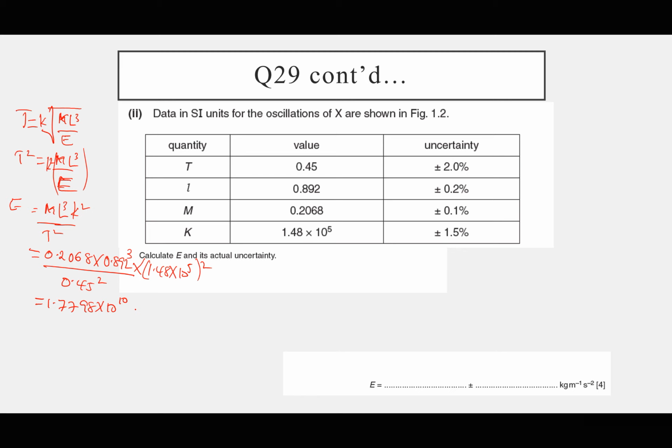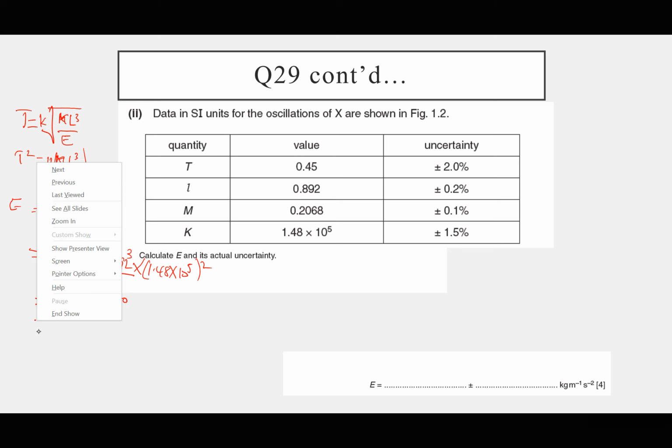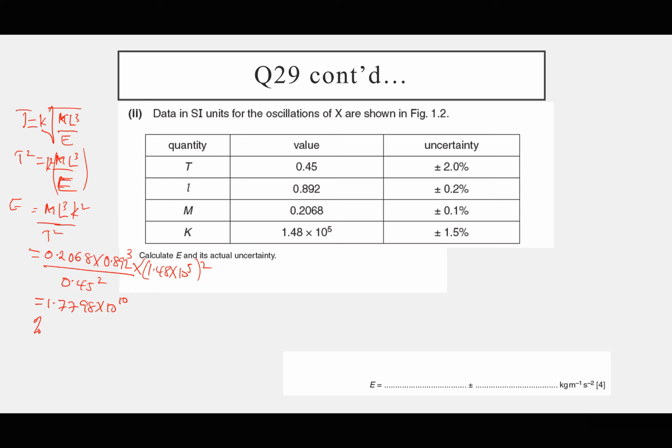Then the uncertainty, I think, is now the easiest. We want absolute. They have given us percentages. So I will start with percentage. Percentage uncertainty in E is equal to the percentage in M plus 3 times the percentage in L plus 2 times the percentage in K plus 2 times the percentage in T. So we have 3 here because L is cubed. We have 2 here because K is squared. We have 2 here because T is also squared.